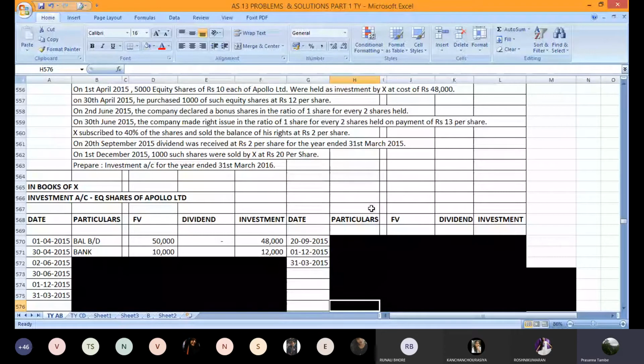Hello? Answer please. 3,000 shares. He will get 3,000 shares as bonus shares. That's correct. If you see the face value column, your total face value at the time of bonus issue is 50 plus 10, 60,000. The face value per share is 10, so that means you are holding 6,000 shares.